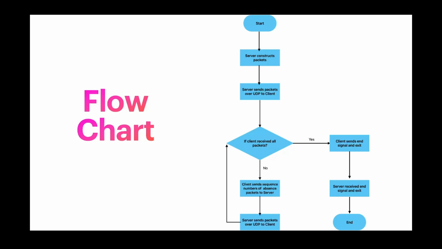So what if the client doesn't receive all the packets? The client will send the sequence numbers of absent packets to the server, and when the server receives the sequence numbers of these unreceived packets, it will retransmit the packets to the client. And this is the procedure of our whole protocol. And then I will let my teammate make an experiment with our protocol.